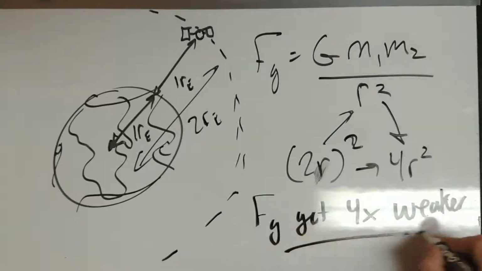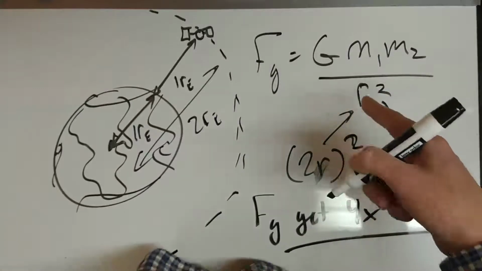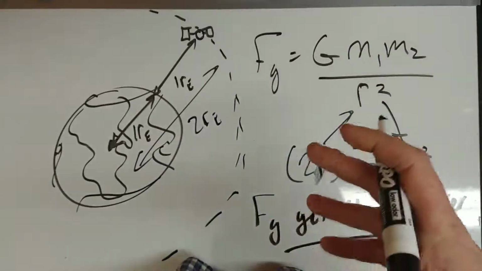Gets 4x weaker, right? If you double the radius, it's on the bottom. So again, it's this proportional reasoning that we've seen before.